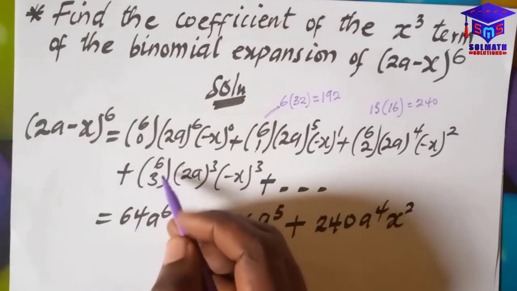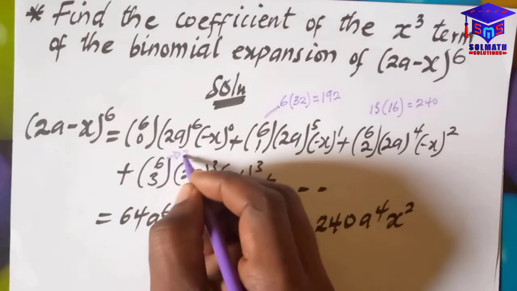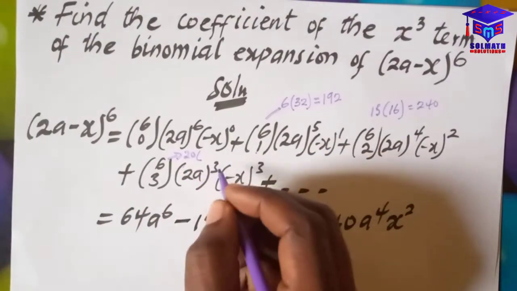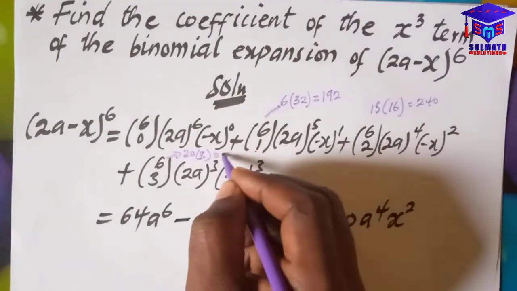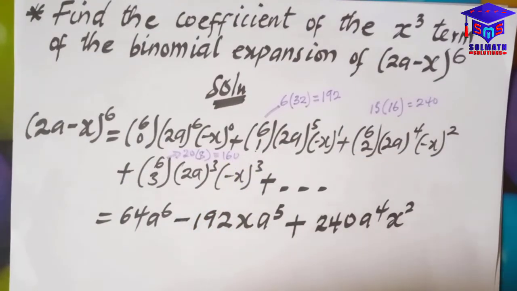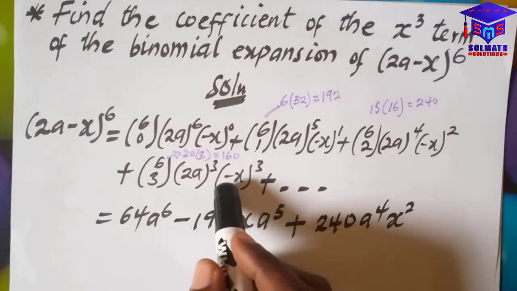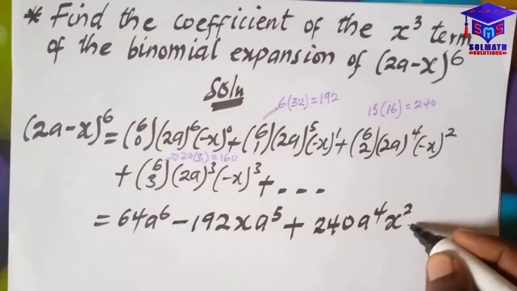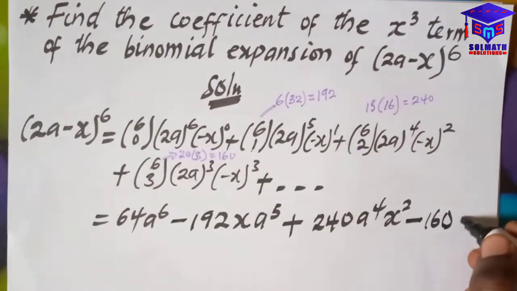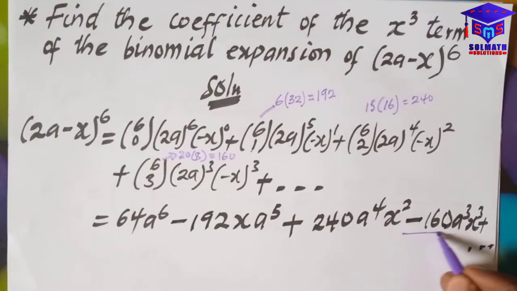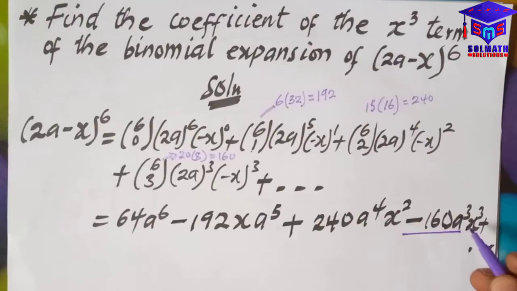Then the last one, 6 combination 3 will give us 20, times 2 to the power 3, which is 8. So we have 20 times 8, which will give us 160. But because of the negative we have over here, minus 160 a to the power 3 x to the power 3, plus... Now this is the coefficient of the x cubed term.